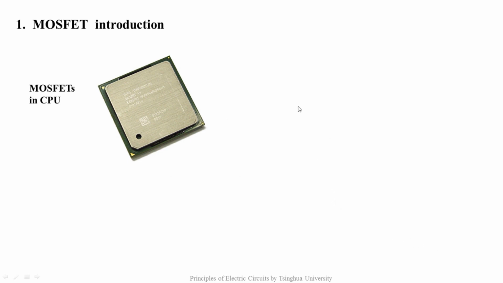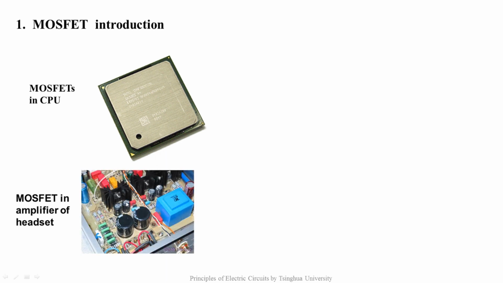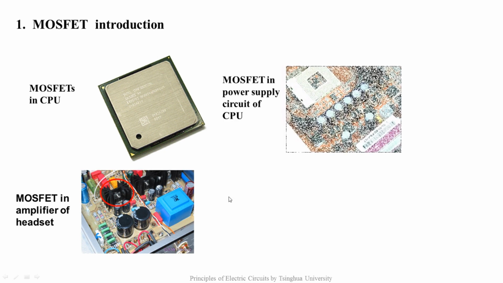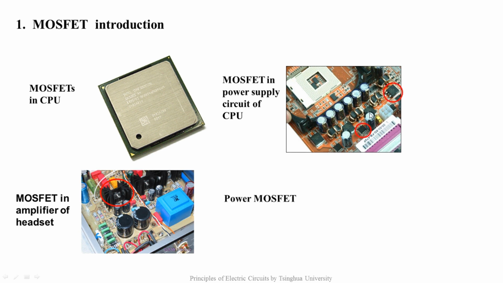Firstly, let's intuitively learn some applications of the MOSFET in real circuits. This is a CPU. There are hundreds of millions of transistors in one CPU. Most of them are MOSFETs. This is the application of the MOSFET in an amplifier of the headset. This is the application of the MOSFET in the peripheral power supply circuit of the CPU. In the power system, the MOSFET is also widely utilized.